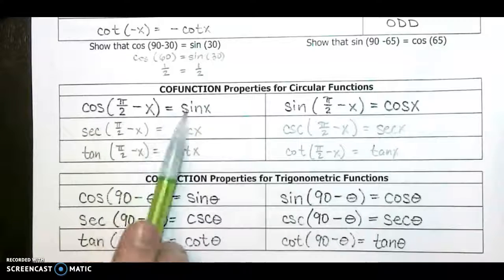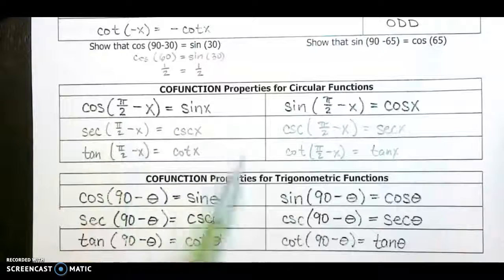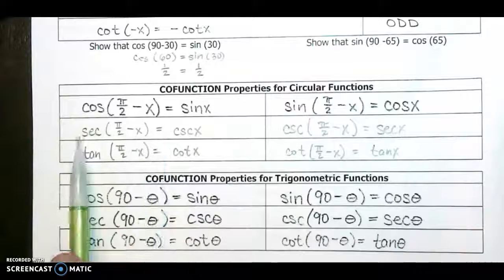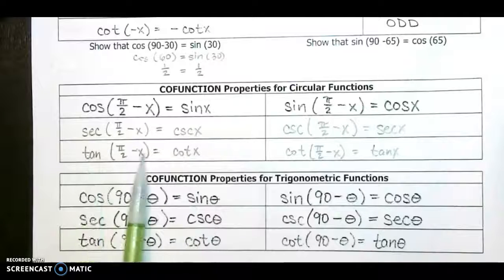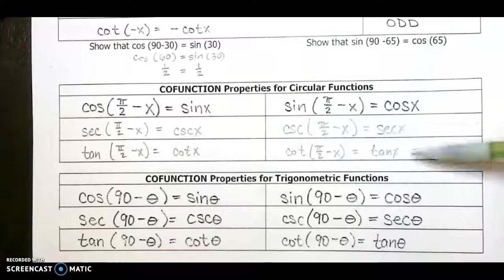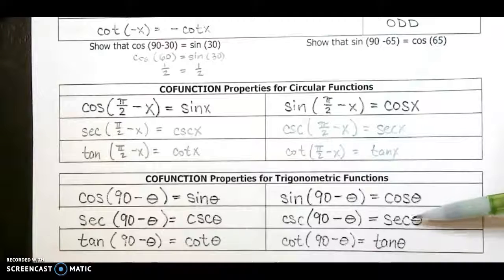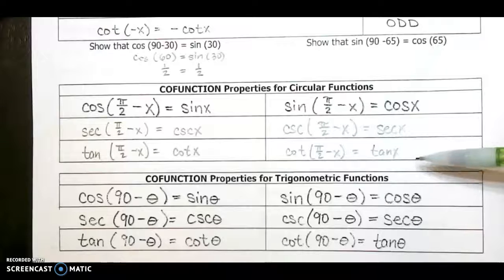So sine of an angle equals cosine of its complement. Cosecant of an angle equals secant of its complement. Cotangent of an angle equals tangent of its complement. And then the opposite is also true. So go ahead, these are all in radian form, so you see pi over 2's and x's, and these are all in degree form, but they're the exact same properties. So go ahead and pause and get these down as well.